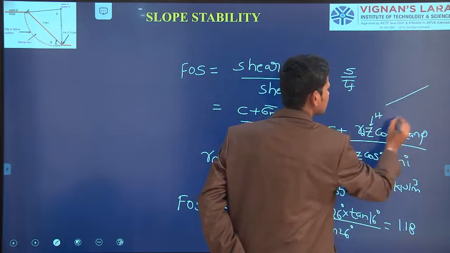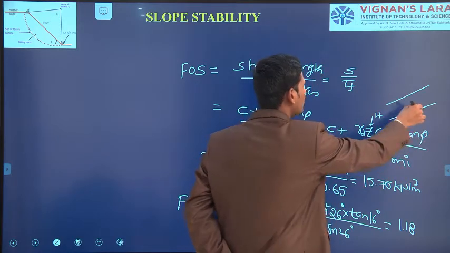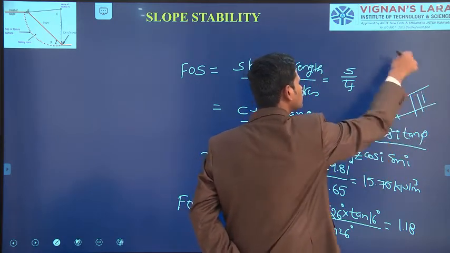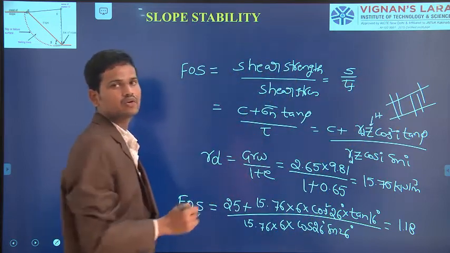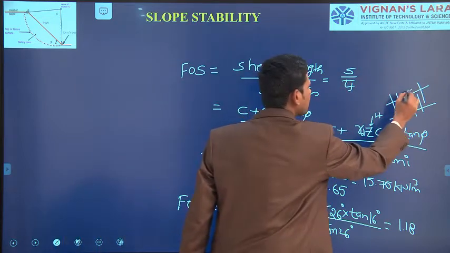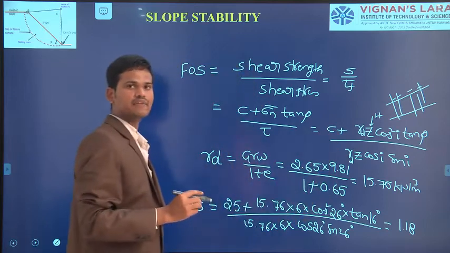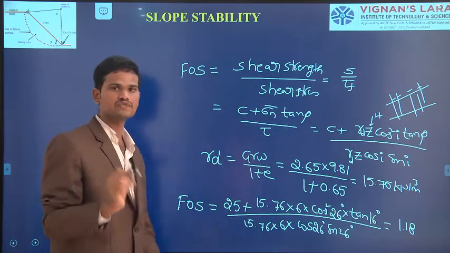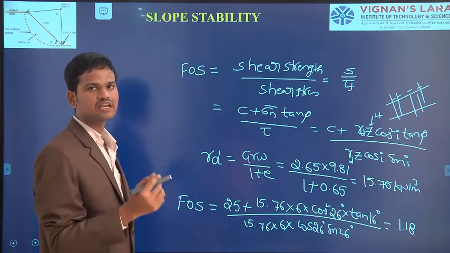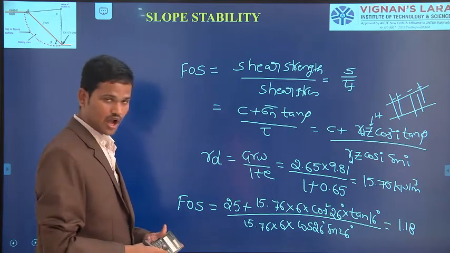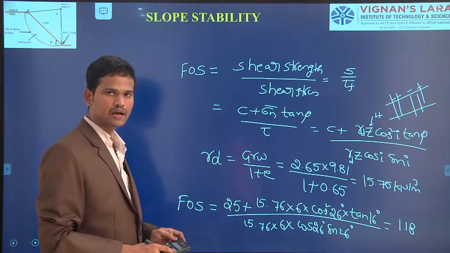For this same soil mass, when seepage is entering the ground surface, suppose the water is at the ground surface, calculate the factor of safety. This one more problem is for your homework. For that condition, calculate the factor of safety. Up to now, this is the problem.